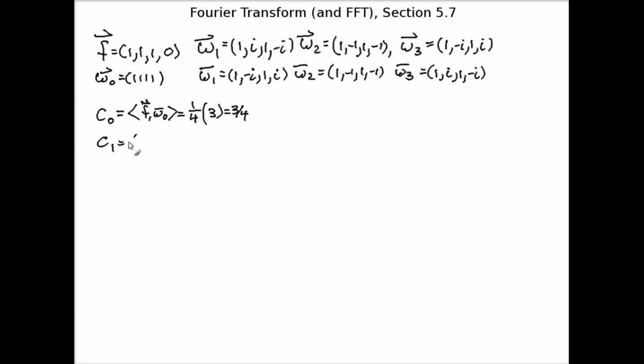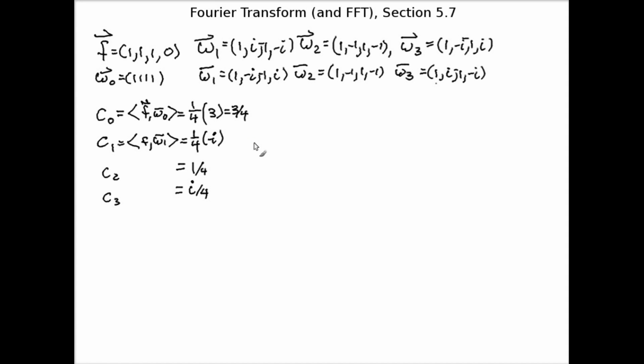And c1 is f with omega 1 bar, so that's 1/4. You add up those three coordinates and you get, excuse me, this is a minus 1 minus i. And c2 is, you add up these three coordinates and you get 1. And c3 is, you add up these three coordinates, and you get i. And, sorry, I forgot my over 4.